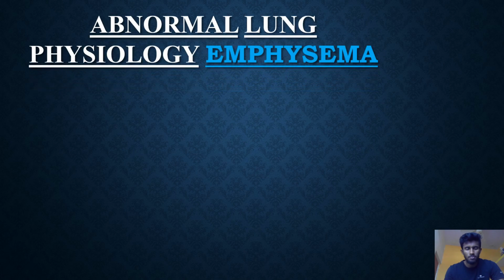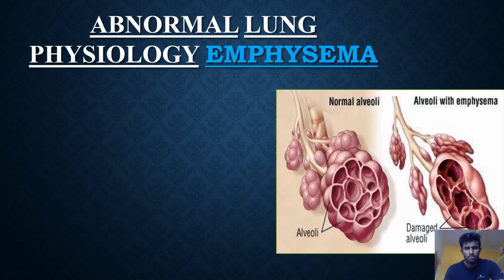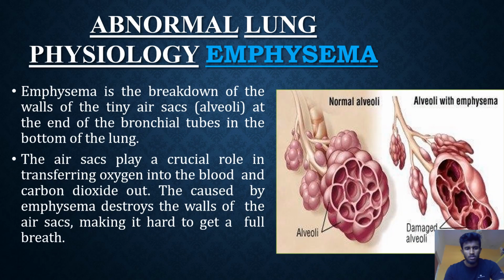Next we move on to abnormal lungs and the physiological condition emphysema. Emphysema is the breakdown of the walls of the tiny air sacs, the alveoli, at the end of the bronchial tubes in the bottom of the lungs. The air sacs play the crucial role of transferring oxygen into the blood and carbon dioxide out. Emphysema destroys the walls of the air sacs, making it hard to get a full breath.